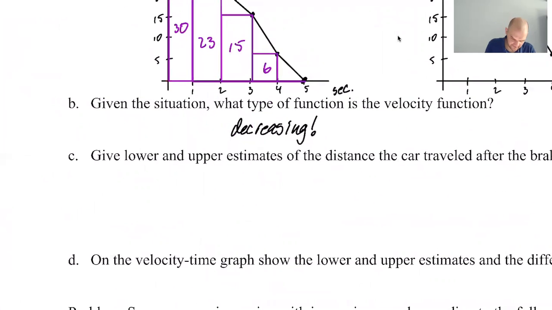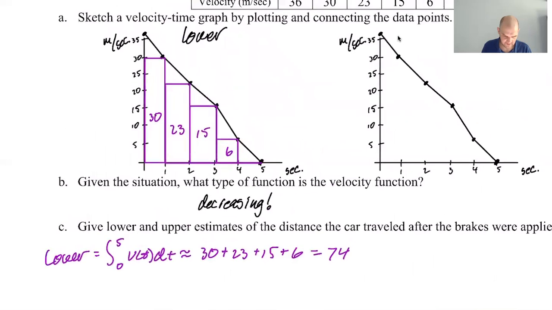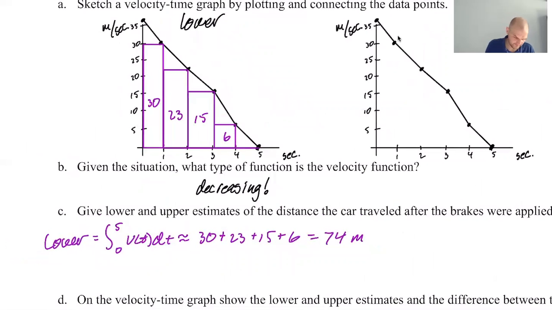Okay, so what am I doing though? I'm doing basically a definite integral. I'm doing the integral from 0 to 5 of v of t dt. And I'm going to say that's approximately, so this is lower, 30 plus 23 plus 15 plus 6. Should we add those up? 30, 21 is 51, 71, 74, I think. 74. And then it's meters per second, so it's going to be in meters. All right, that's my lower.